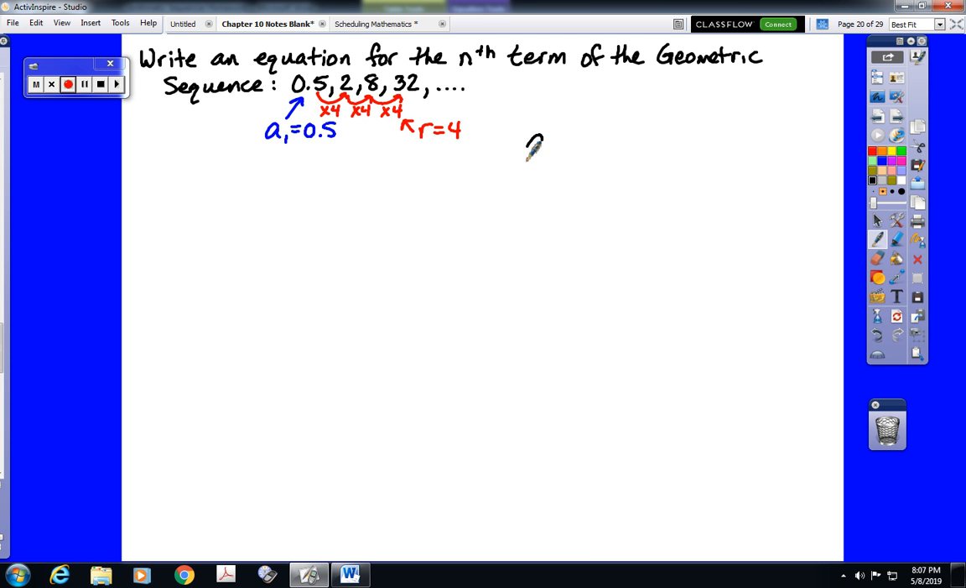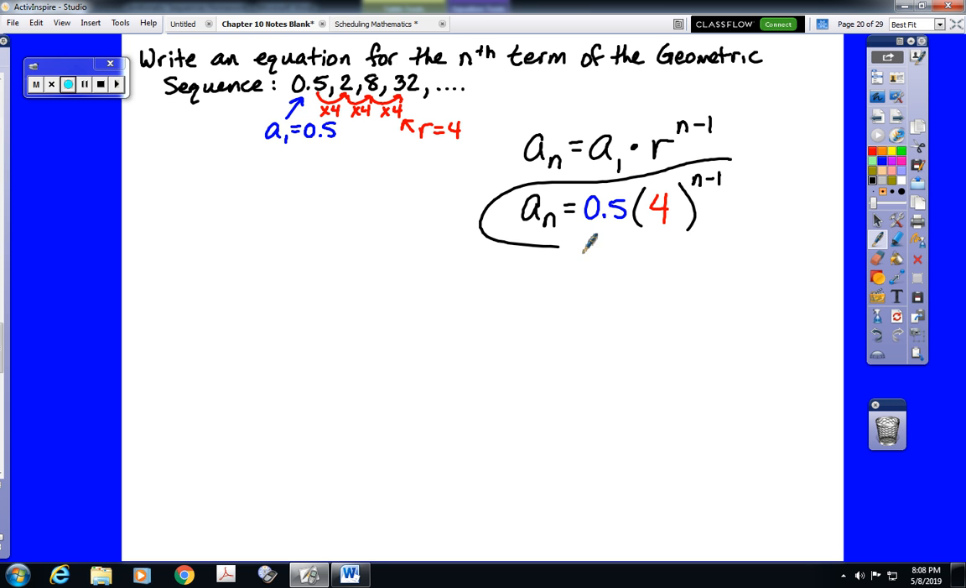From there, we are taking our general equation, which is the same every single time. A sub n equals a sub 1 times r to the n minus 1, and we're plugging in those two numbers. So a sub 1 is 0.5. I like to put r in parentheses just because it's good practice. R is 4. And that, ladies and gentlemen, is the equation. There's nothing more to it.